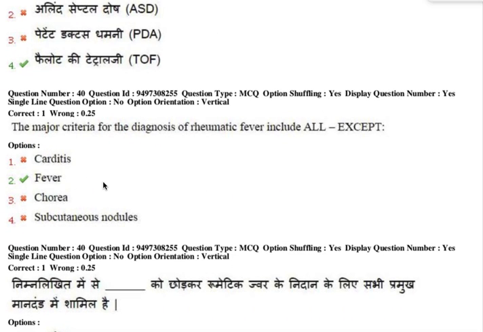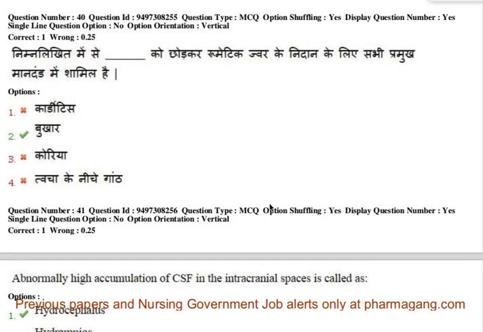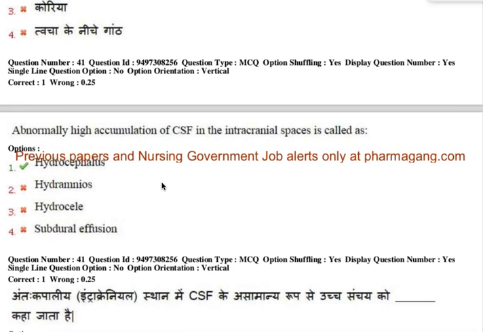Next question. 14th. The major criteria for the diagnosis of rheumatic fever include all except. Correct answer is second, fever. Fever is not a major criterion for diagnosis of rheumatic fever. Next question. Abnormally high accumulation of cerebrospinal fluid in the intracranial space is called as. Correct answer is first, hydrocephalus. Abnormally high accumulation of CSF in the intracranial space is called hydrocephalus.